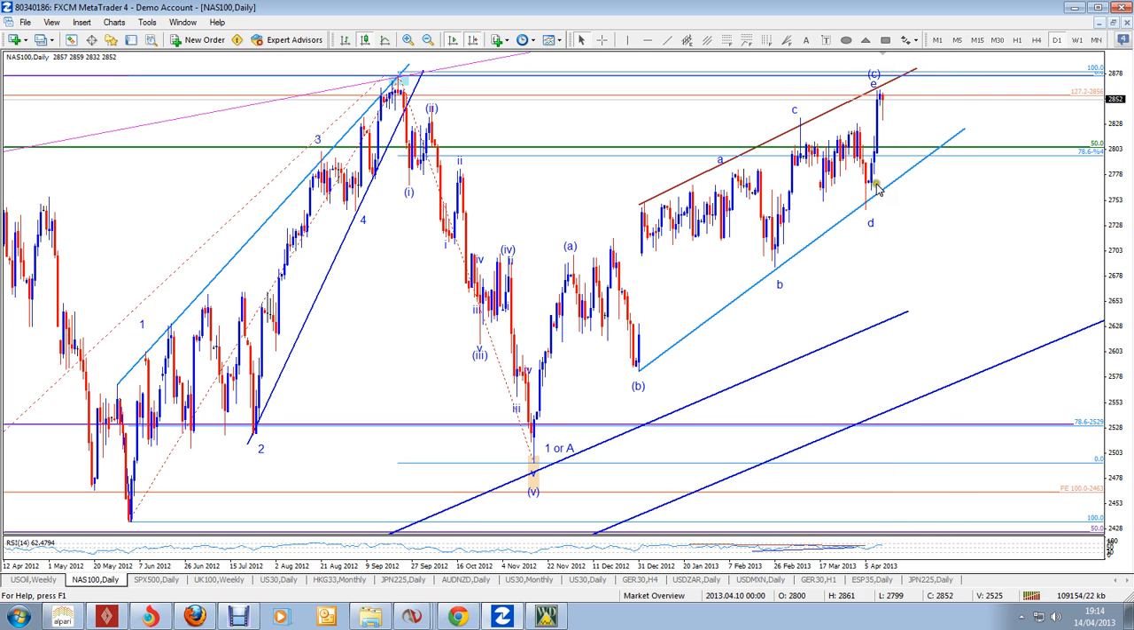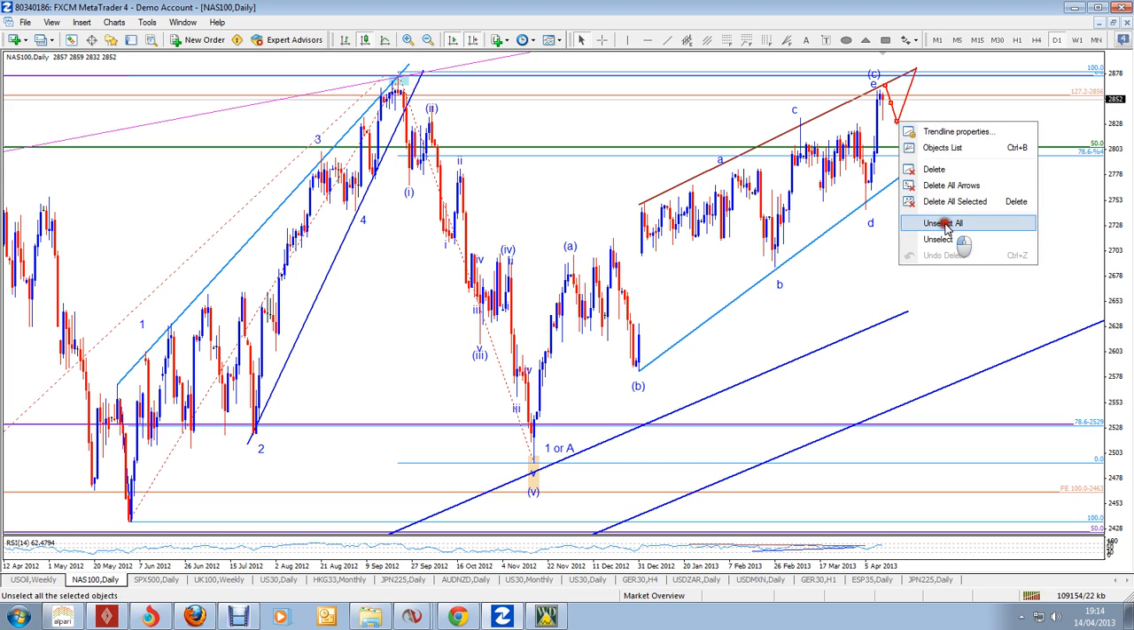So maybe it's still got a bit more to go. It's possible that it's got a 1, 2, 3, 4 and 5. So maybe this one's got a little bit lower to come and then up. So Nasdaq 100 is also suggesting a bit more upside before that one finishes, and then it begins to decline.